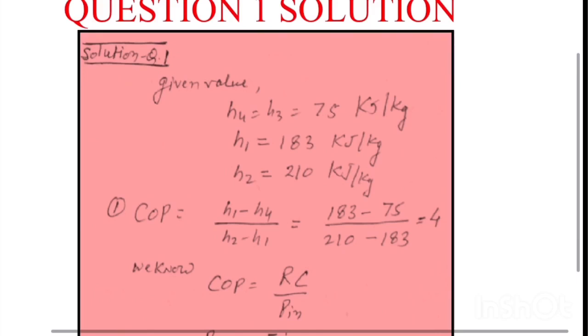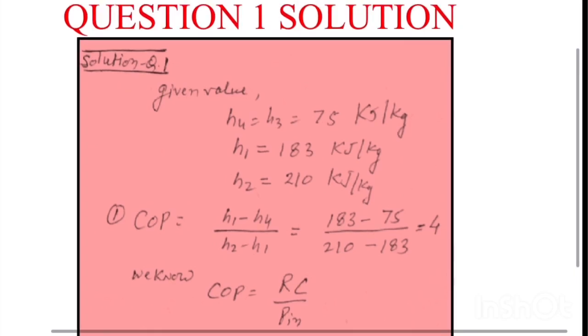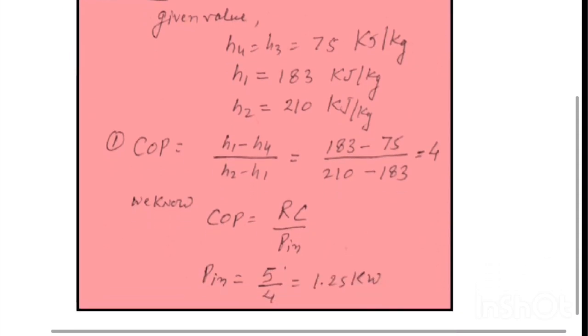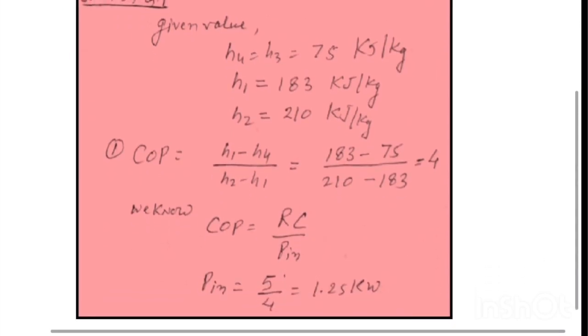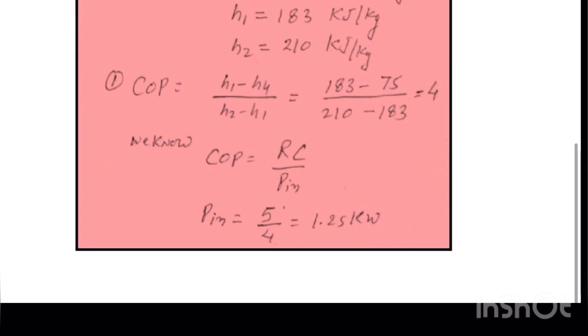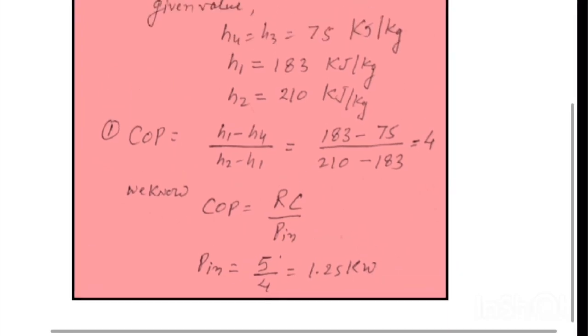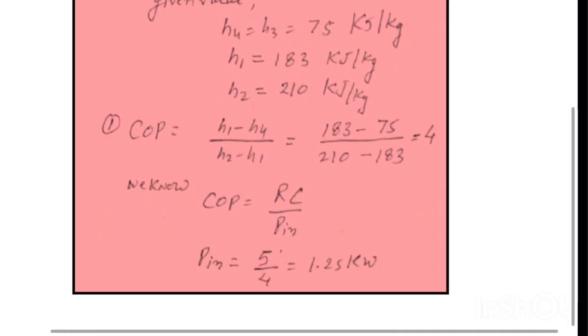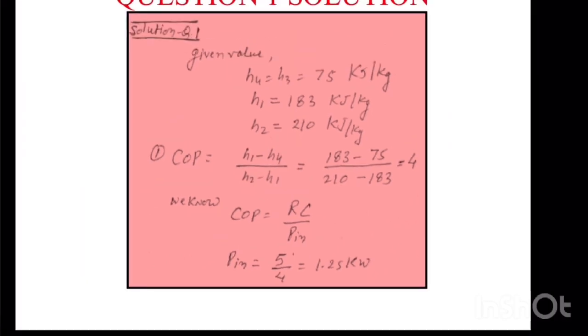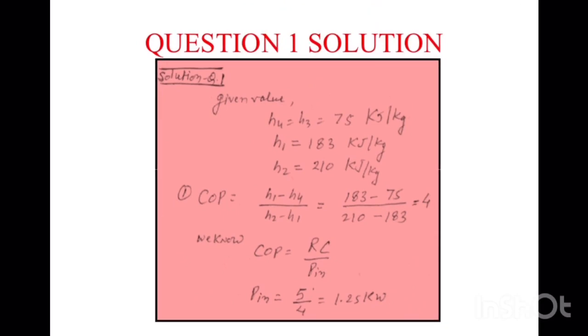So, we know the COP equation: COP equals (H1 minus H4) divided by (H2 minus H1). We put these values here and got the COP equal to 4. Then we know the COP equals refrigeration capacity divided by the power input. The refrigeration capacity in the numerical is already given as 5 kilowatt, so we can find out the power input, 1.25 kilowatt. Okay. So, this is how we can calculate the numerical.